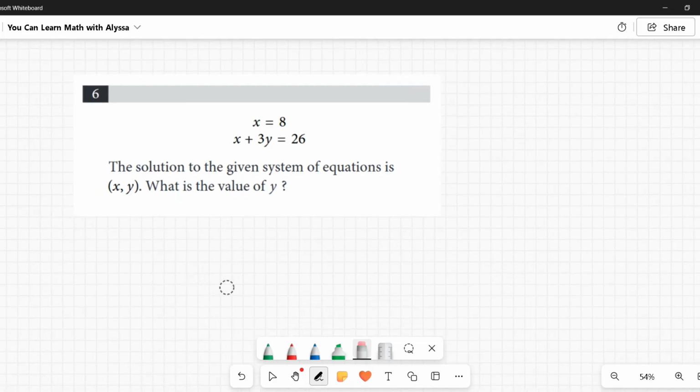Number 6, x equals 8 and x plus 3y equals 26. The solution to the given system of equations is x and y. What is the value of y?